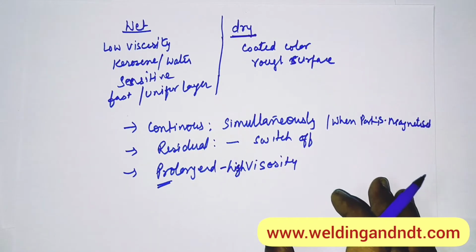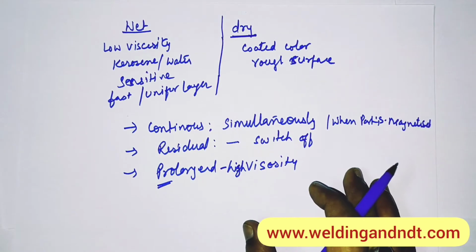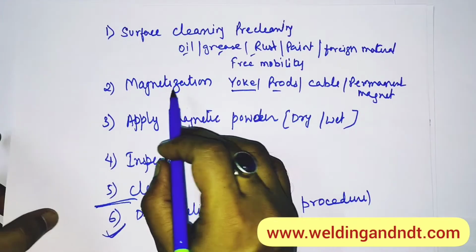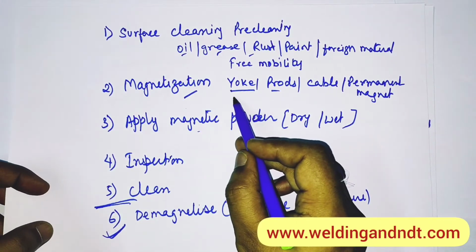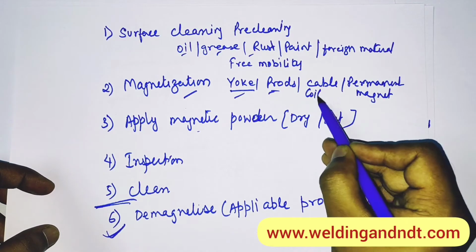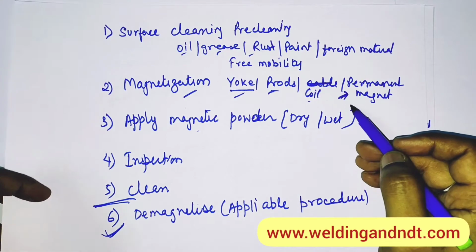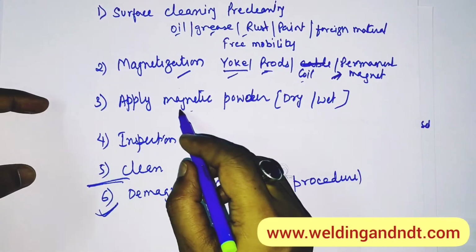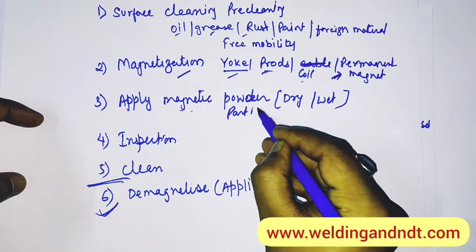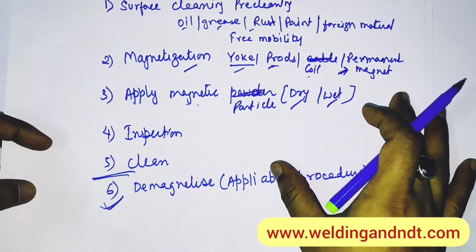So friends, these were the steps. Let me show you the steps one more time. First one was surface cleaning, then magnetization. We spoke about yoke, prod, and coil. I have written cable, but it is coil, sorry. Coil technique, and a permanent magnet can also be used. Now we applied magnetic particles, in the form of dry or wet suspended in liquid.